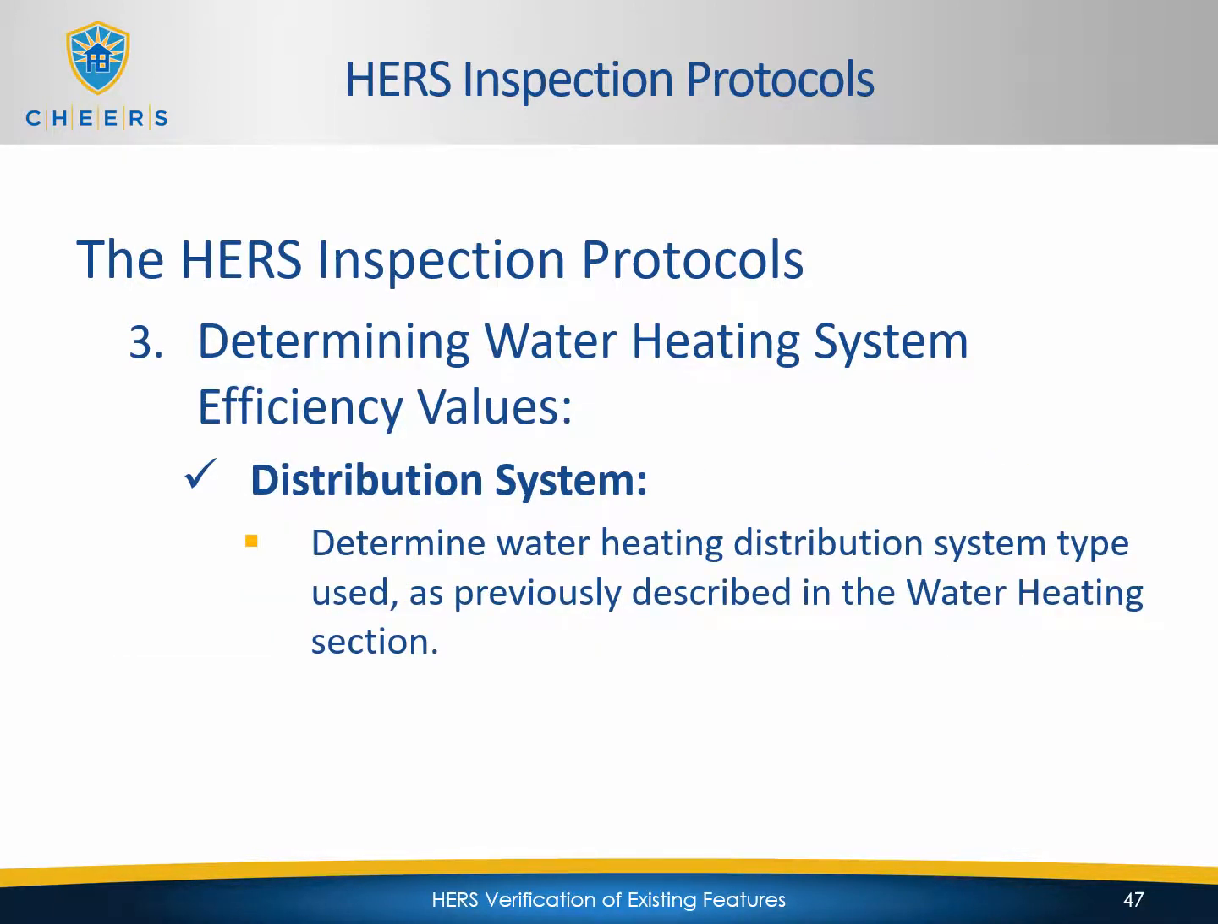For the water heating distribution system, you'll need to determine what type is installed or currently present. We've covered these in detail in the water heating section, but you're going to be looking for: is it a trunk and branch? Is it a parallel pipe? Is there a recirculating system? Does it appear that the system is insulated? That's the type of information that you're going to need to collect for this part of the verification.